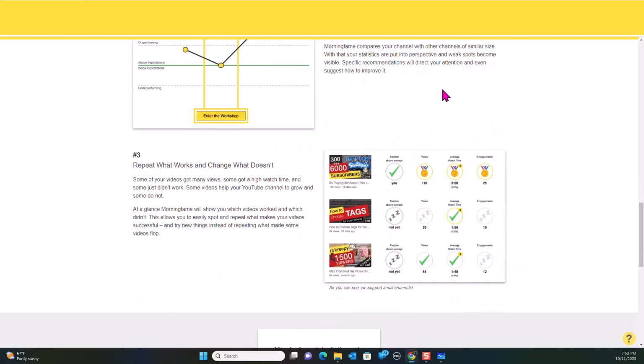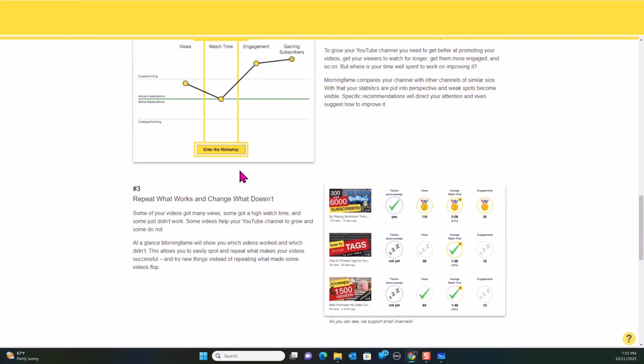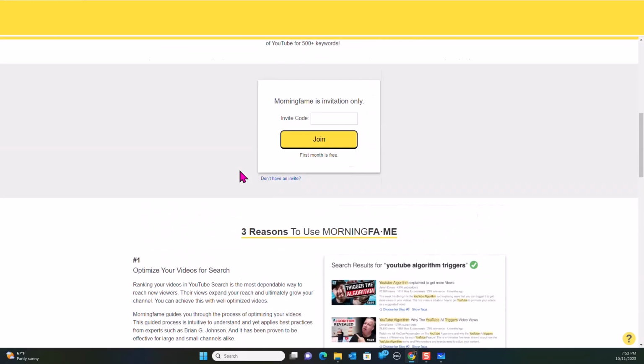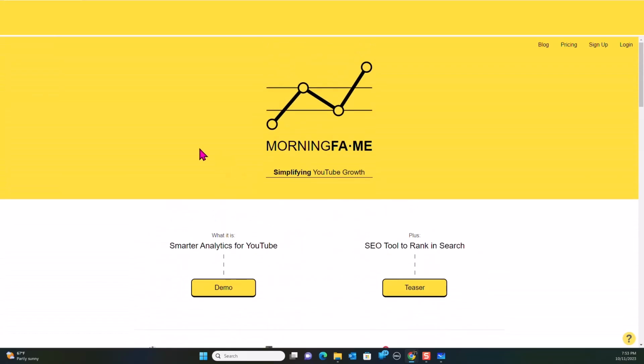Now, here's the key. When you're using Morning Fame, you're going to get indicators that are going to help you repeat what works and then change what is not working for you, okay? So it's going to give you things within the software to show you what's working, what's not working, what you need to improve on, what's slowing down your channel, and what can actually help speed up your channel. And it'll tell you the type of content that you need to make. Now, what I'm going to do at this point is go ahead and log into the software, and then we're going to go from there.